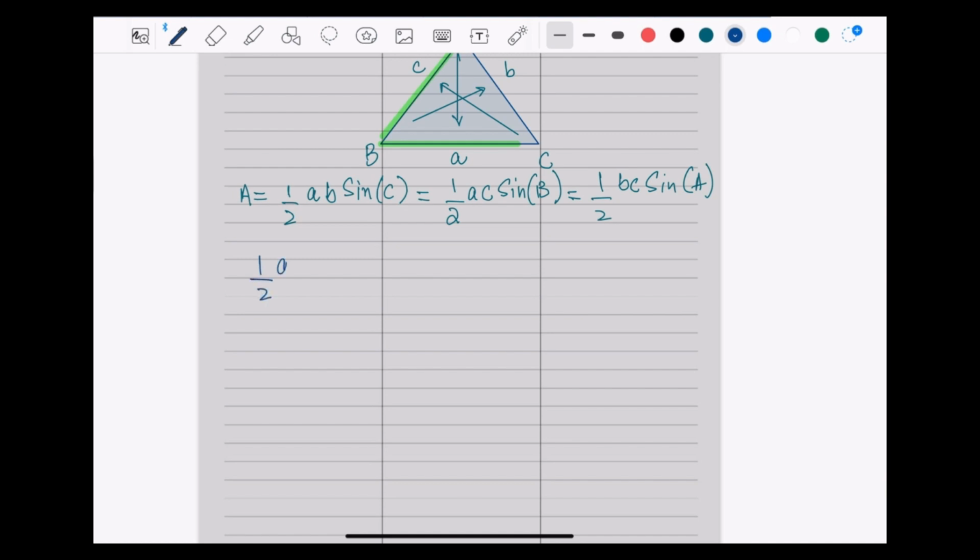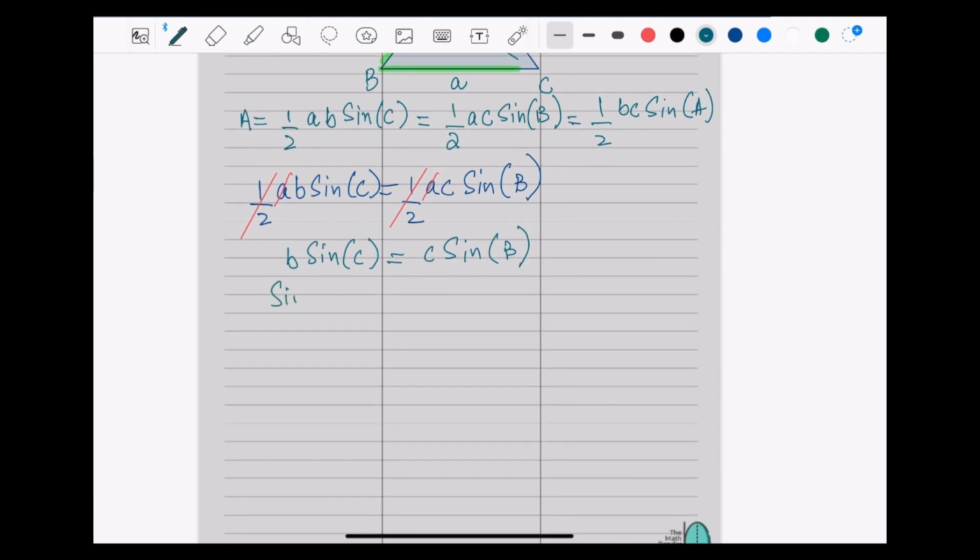So 1 over 2 ab sine of angle C is equal to 1 over 2 ac sine of angle B. I can cancel this half with the other, a with the other, and I am left with b sine angle C is equal to c sine angle B, or sine of angle C over c is the same as sine of angle B over b. This is the sine rule.